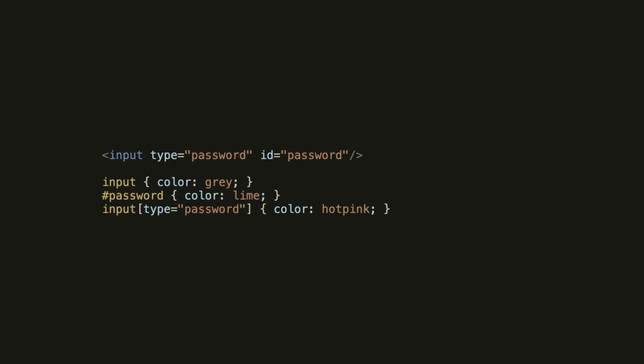Cool. Example again, the same password inputs. We have these three rule sets there. We take a look at the selectors. We calculate specificity. Oh, which one is the winner here? Yeah, it's the one in the middle. That one wins. So the color will be lime. Woo! Cool.